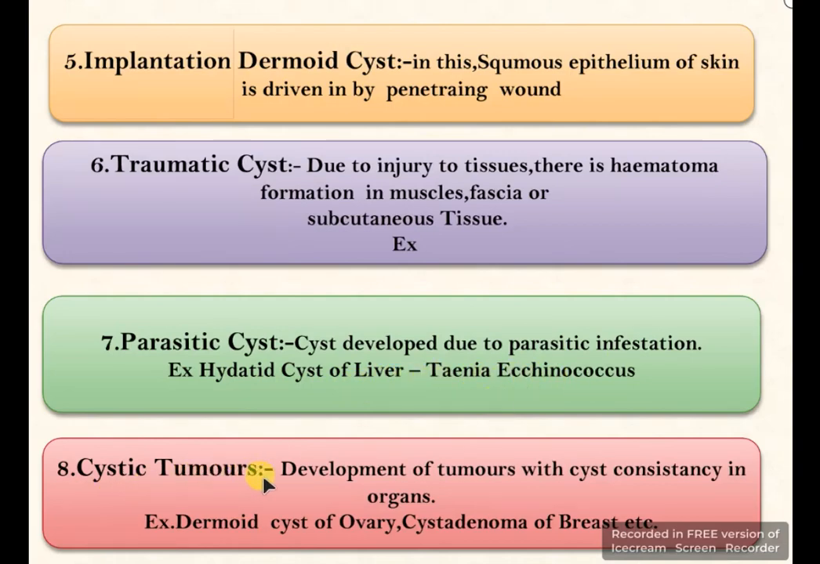Eighth type is cystic tumors. These are the development of tumors with cyst consistency in organs. For example, dermoid cyst of ovary, cystadenoma of breast. These are a few examples of an acquired type of cyst.